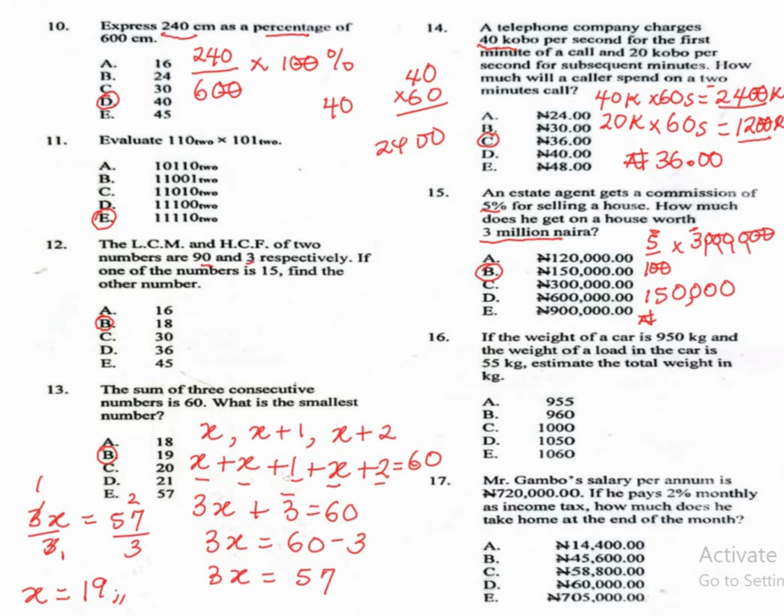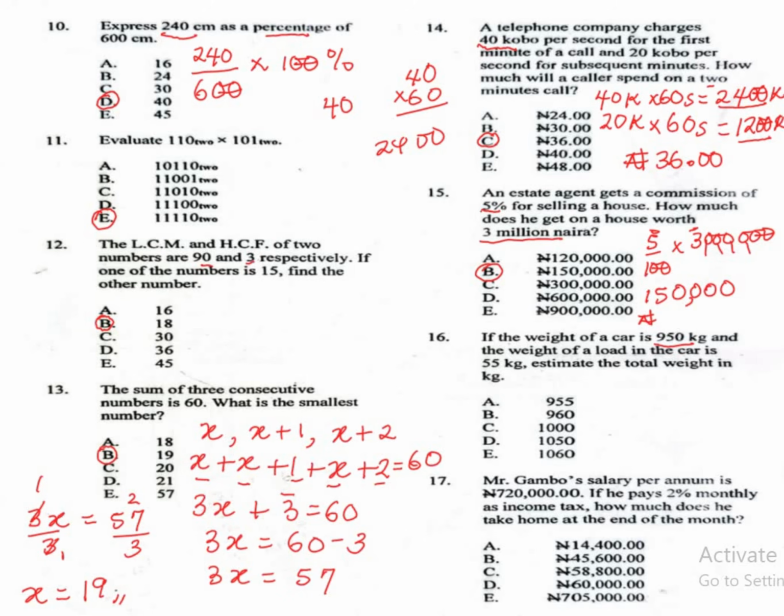Question 16 says, if the weight of a car is 950 kg and the weight of a load in the car is 55 kg, estimate the total weight in kilogram. A. 955, B. 960, C. 1000, D. 1050, E. 1060.